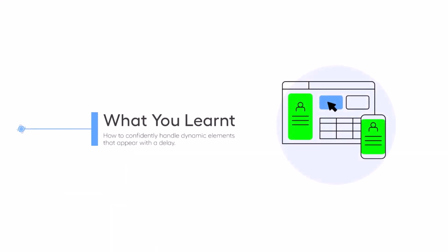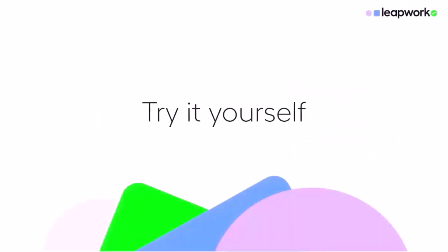What you learned. Through this simple flow, you learned how to handle dynamic elements that appear with a delay, with smart waits and zero complexity. Give this exercise a try yourself and see how much faster your automation can be.